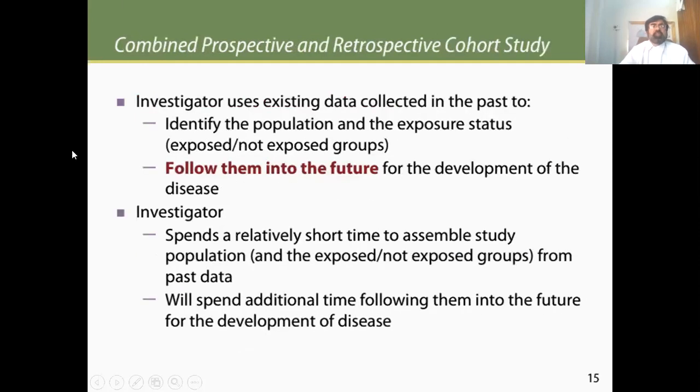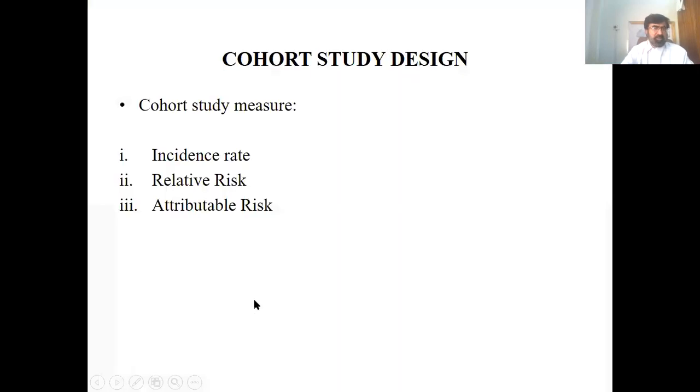That is retrospective study. Combined prospective retrospective study, as I have already discussed: the investigator uses existing data collected in the past to identify the population and the exposure status, exposed, not exposed group, and follows them into the future for the development of the disease. The investigator spends a relatively short time to assemble the study population and exposed and not exposed groups from past data, and will spend additional time following them into the future for the development of the disease.